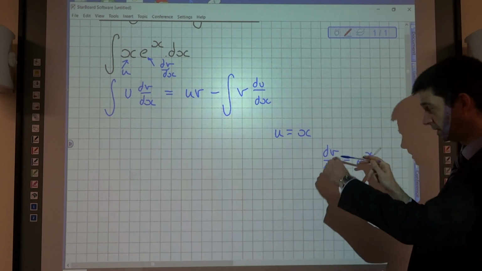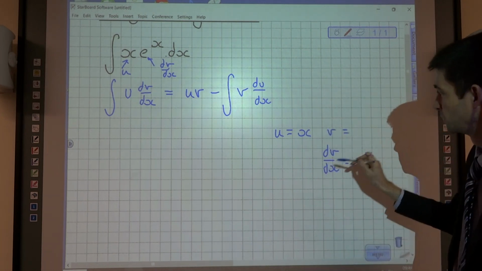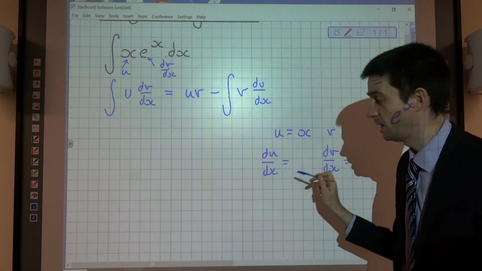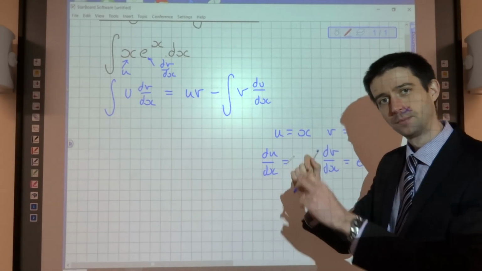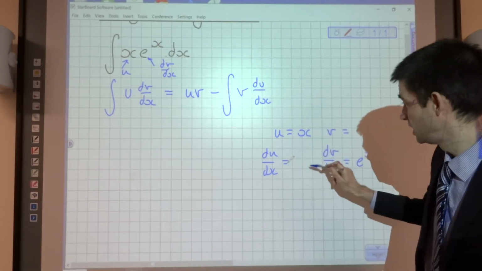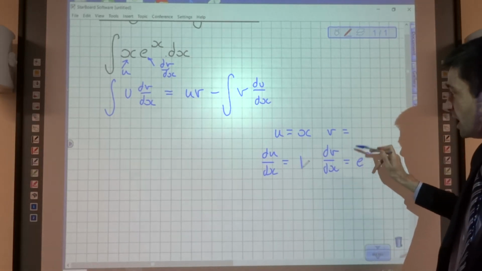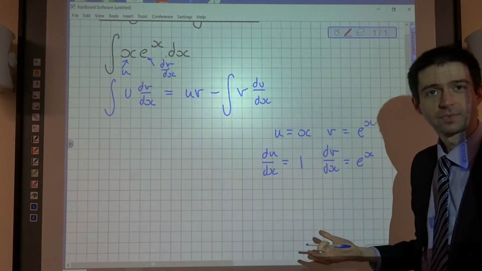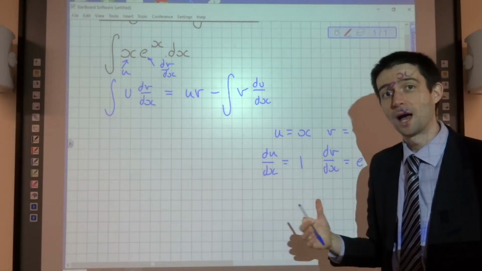And notice how I've put dv dx down to the right. That's because I'm going to write v equals here and du dx equals here, because for me it makes more sense to differentiate down and integrate up. We're going to differentiate x to get du dx, which is just 1, and we're going to integrate dv dx to get v, and the integral of e to the x is e to the x as well. So that's the justification of the choice of u and dv dx.